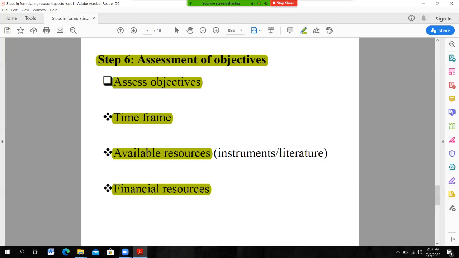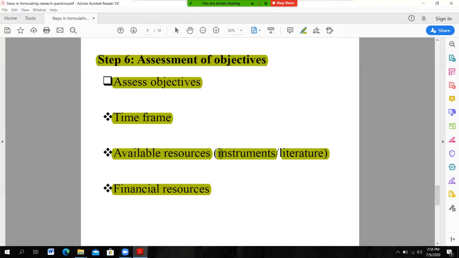For example, if they have 6 months, always formulate such objectives which can be easily completed within the specified time period. Available resources means whether the instruments which will be used for data collection are available or not. This is also important. Literature is also important, whether the data or the literature is available, or the secondary data is available or not. If the literature is not available, then it will be quite difficult for the researcher during the write-up phase of the research project. Financial resources means whether the researcher has the financial resources or not.